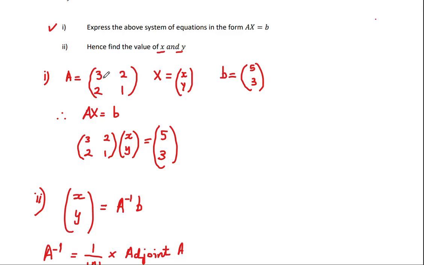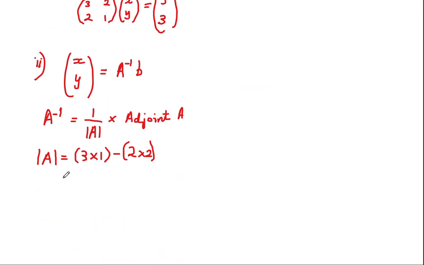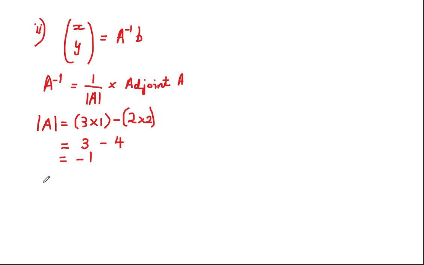Again, 3 multiplied by 1, so we're multiplying the leading diagonal, and then we subtract the product of the off diagonal elements, 2 multiplied by 2. So 3 multiplied by 1 gives us 3, and 2 multiplied by 2 gives us 4. So it means that the determinant of A is equal to -1. Next we're going to find the adjoint of A. Once we have found the determinant and the adjoint, then we can find the inverse of A. This is normally a question that attracts a lot of marks in a typical CSEC examination.